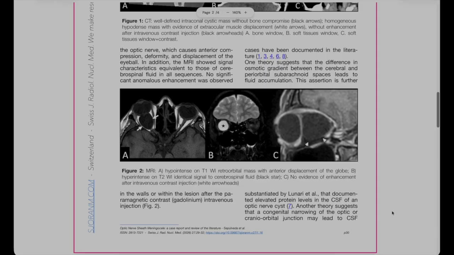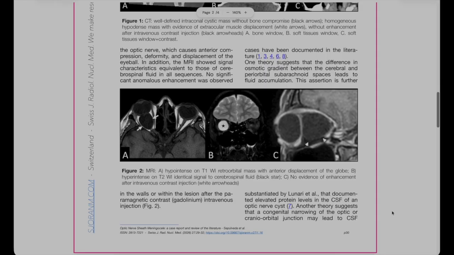One theory suggests that the difference in osmotic gradient between the cerebral and periorbital subarachnoid spaces leads to fluid accumulation. This assertion is further substantiated by Lunari et al., who documented elevated protein levels in the CSF of an optic nerve cyst. Another theory suggests that a congenital narrowing of the optic or cranio-orbital junction may lead to CSF accumulation in the perioptic subarachnoid space.